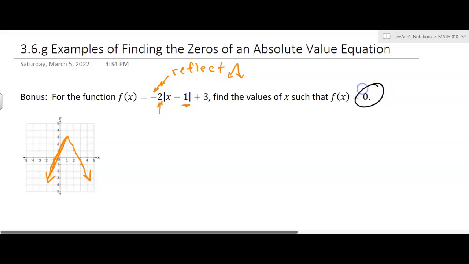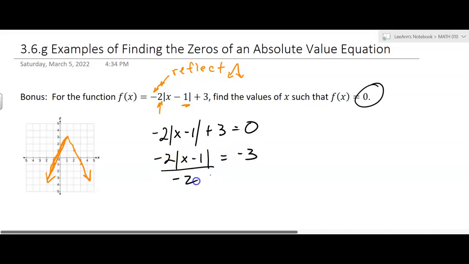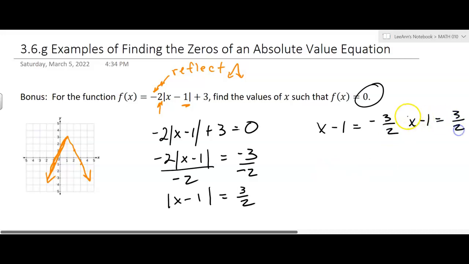We're going to set our function equal to 0. Subtract the 3. Remember, we have to isolate the absolute value. Divide by -2. So I'm going to get the absolute value of x minus 1 equals 3 over 2. Now I'm going to make two equations. Either x minus 1 equals -3 over 2, or, I kind of ran out of room, x minus 1 equals positive 3 over 2. Let me insert the word or in there, kind of.